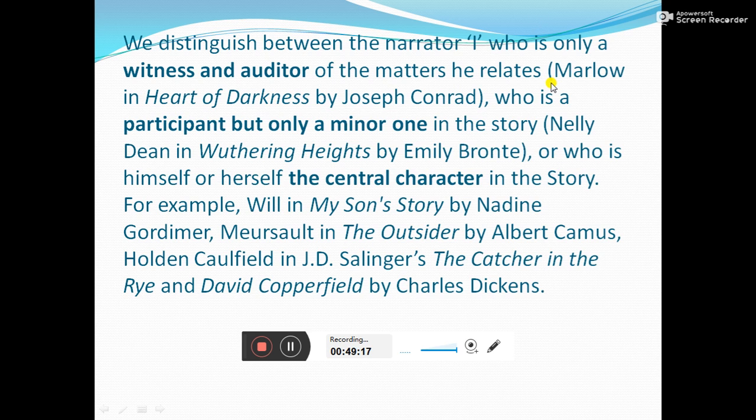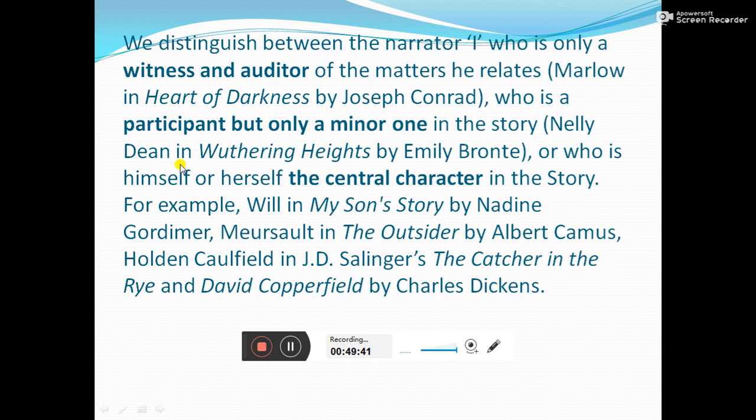Marlowe, for example, in Heart of Darkness by Joseph Conrad is such a character. He only tells what he has listened to from other characters about the protagonist, that is Mr. Kurtz. Or the first person narrator can be a participant, but only a minor one in the story.